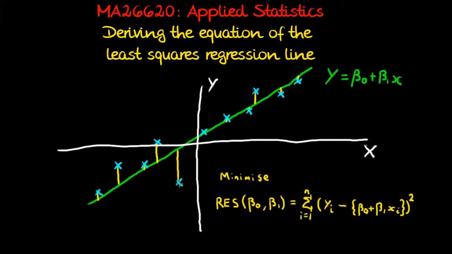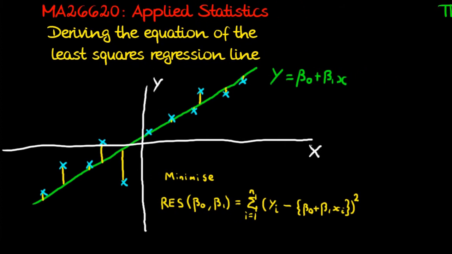So this term in brackets under the sum is actually the length of your yellow line. Then you square that, you add that up for all of the points, and that's what the residual sum of squares is. And the line that we're going to think of as being the best fit for our points is the one that minimizes that residual sum of squares. In other words, it's the placement of the line that gives us the smallest residual sum of squares. Okay, let's see how we go about finding such a line.